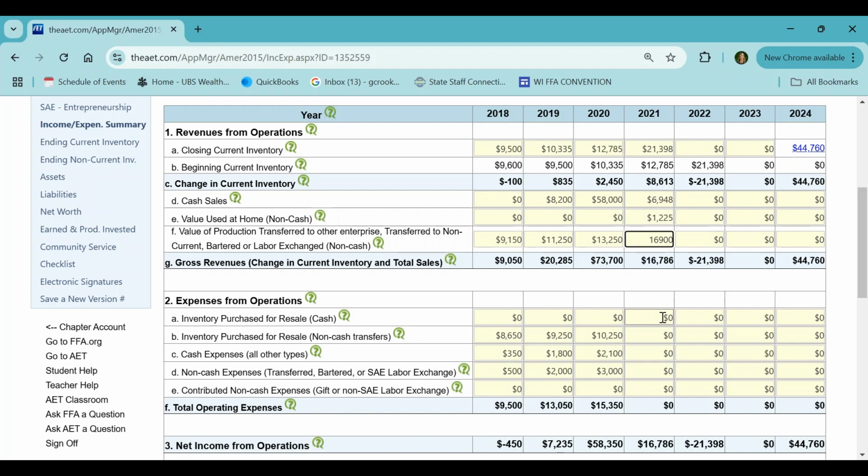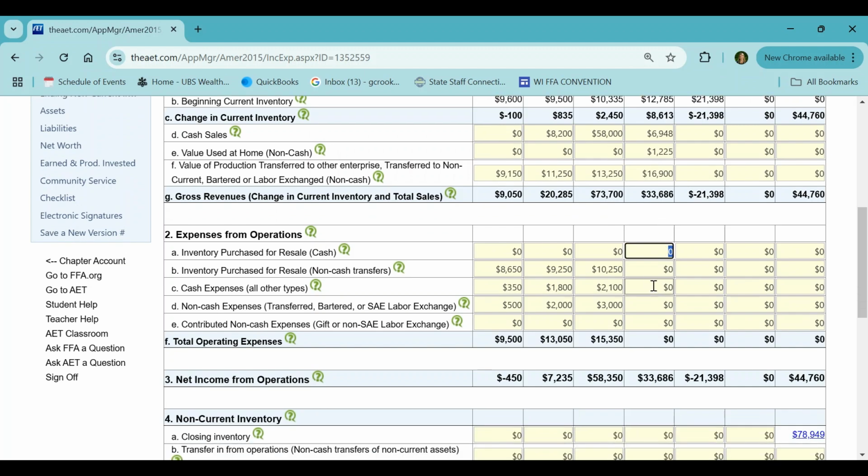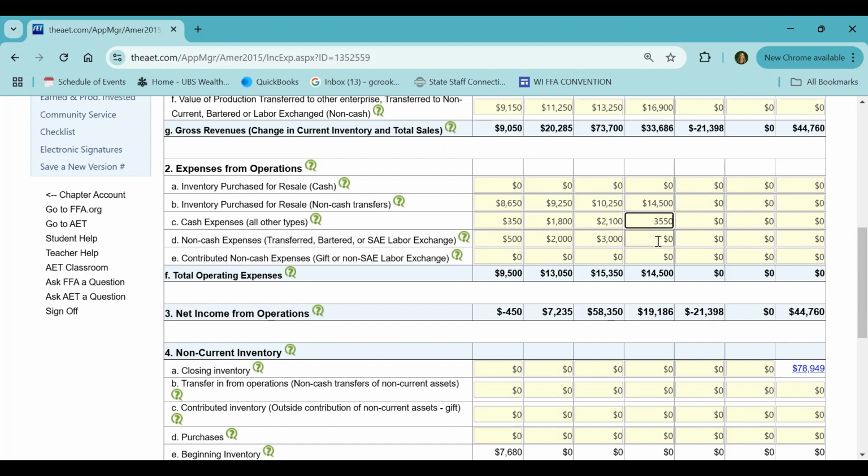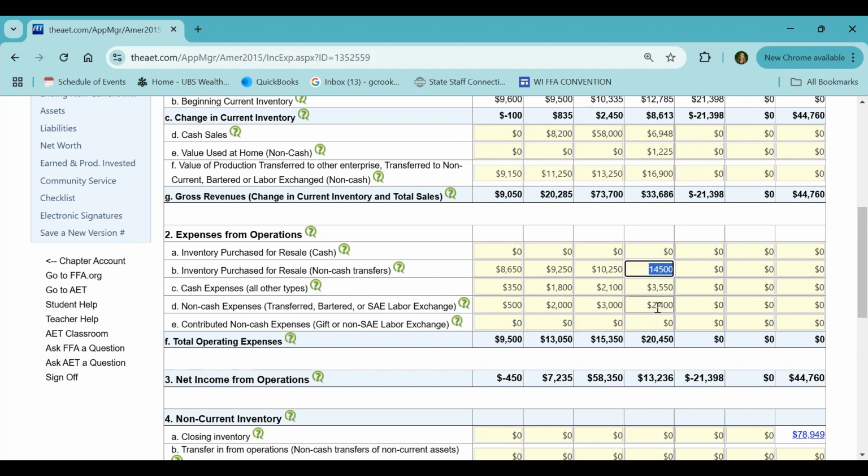And then 1F is now $16,900. Okay. And so we go down here and we have their inventory purchased for resale, $14,500. That would be like their market steers. And then we had cash expenses of $3,550. And then their non-cash expenses, this is bartered again, is $2,400. So again, if we add up 2B and 2D, that equals 1F.